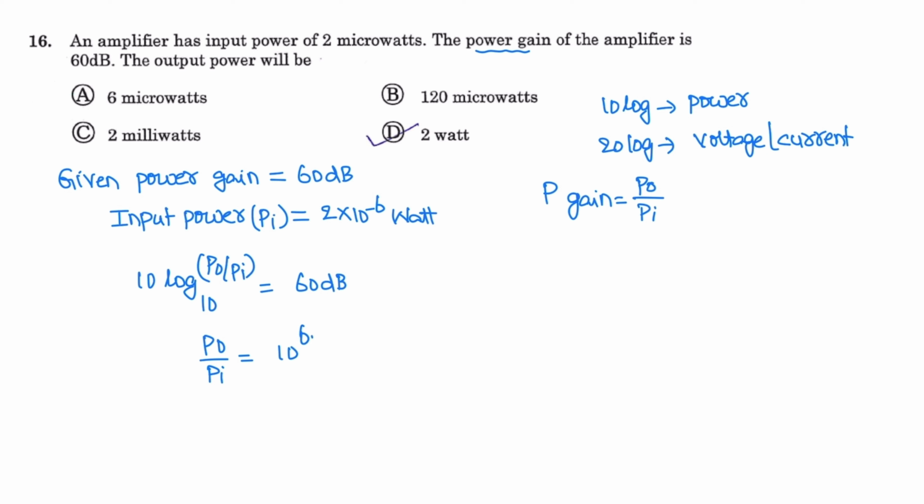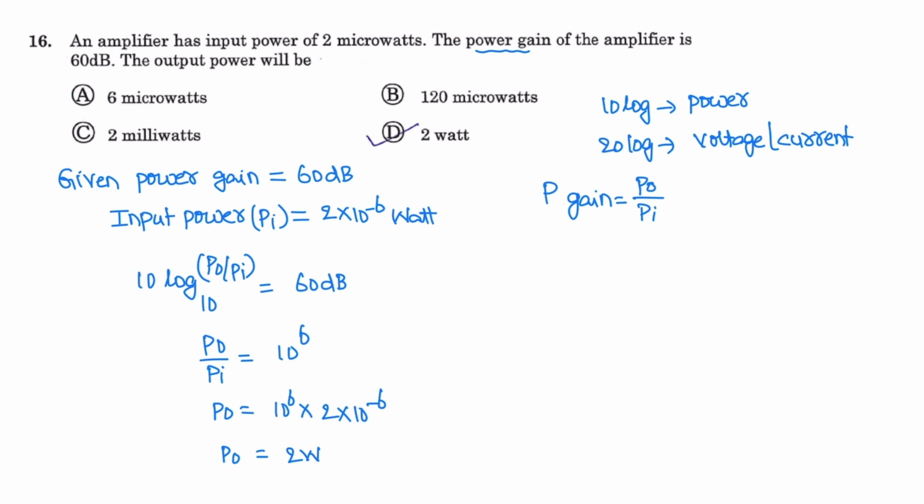Output power is 60 by 10, that is 6, so 10 power 6. So output power P naught is equal to 10 power 6 into input power, that is 2 into 10 power minus 6 watt. Now the output power P naught is equal to 2 watt. The correct option is D.